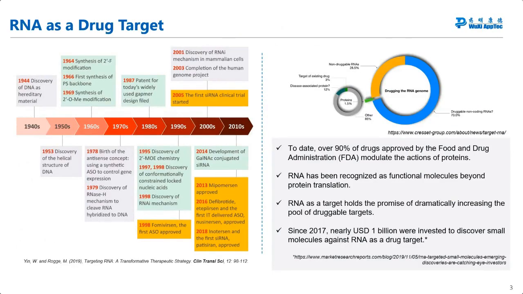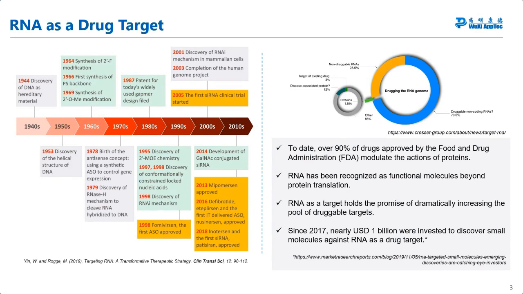So, can RNA be a drug target? Well, we know that over 90% of drugs approved by the FDA modulate the actions of proteins. But from this figure, you can see that only 1.5% of the human genome encodes proteins, where only a very small fraction is druggable. So, the community is always exploring novel therapeutic targets.